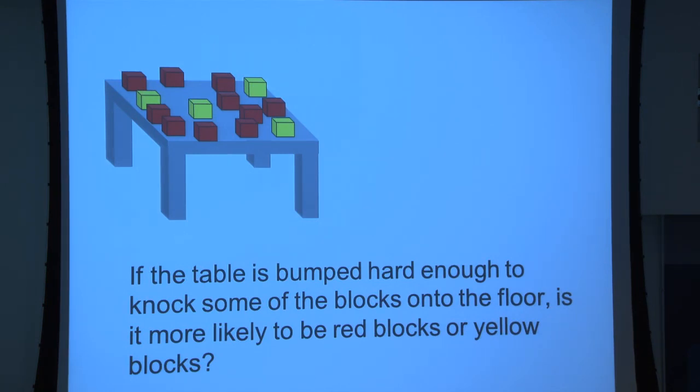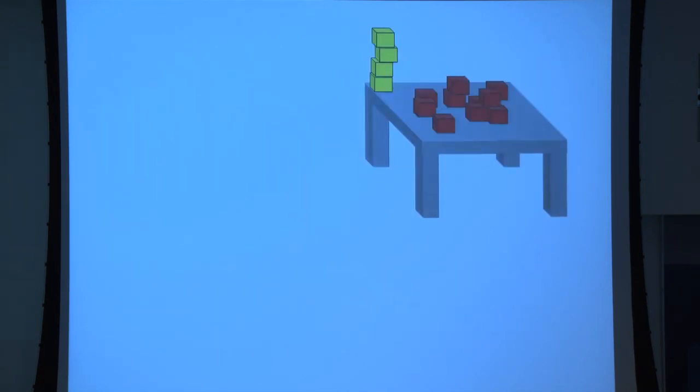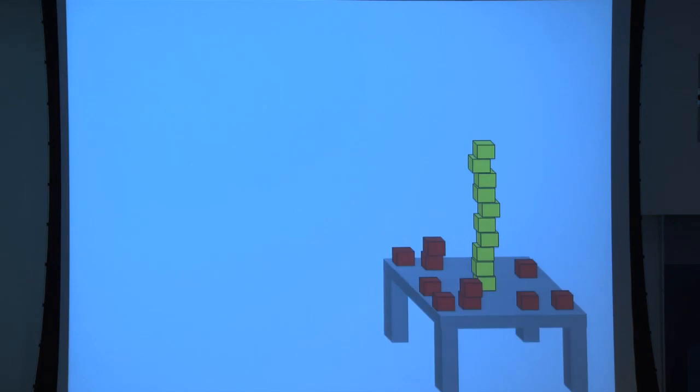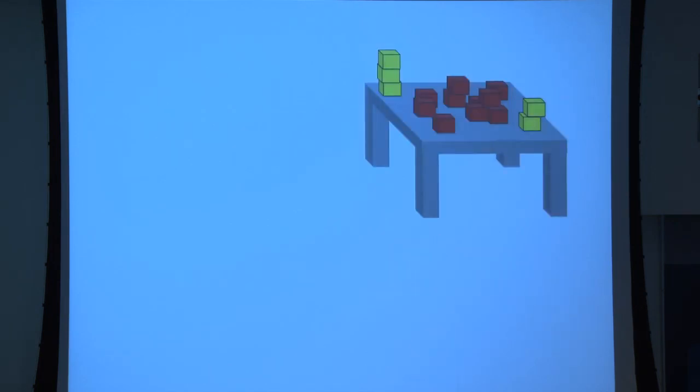What do you say, red or yellow? Good. Here? Yeah, here? Mm-hmm. Try it and find out. Keep going. I don't have all day. Okay, how about here? Here?